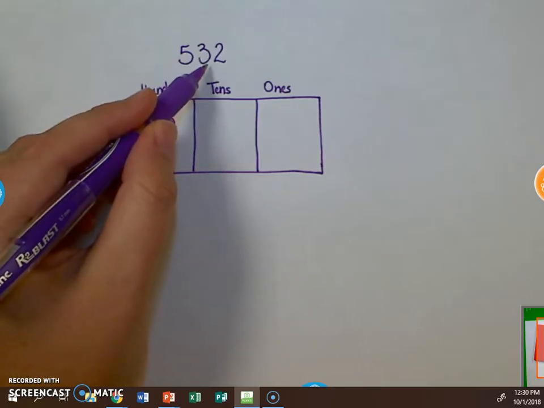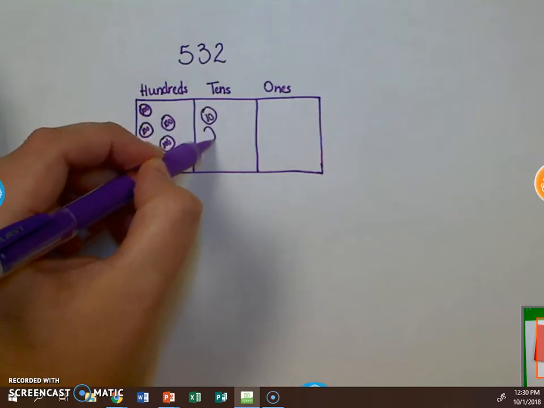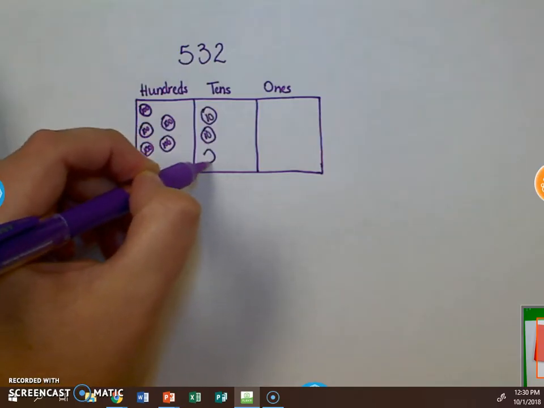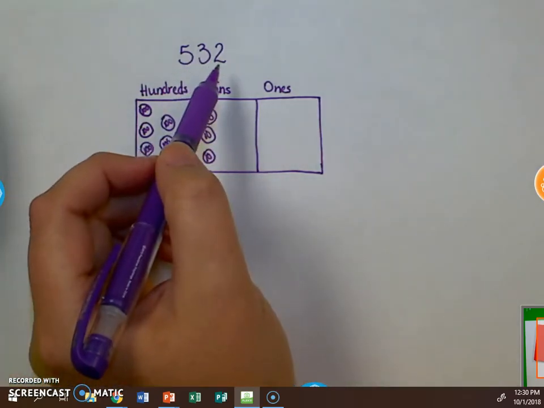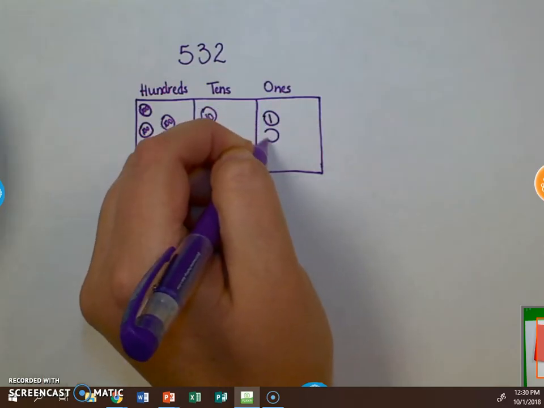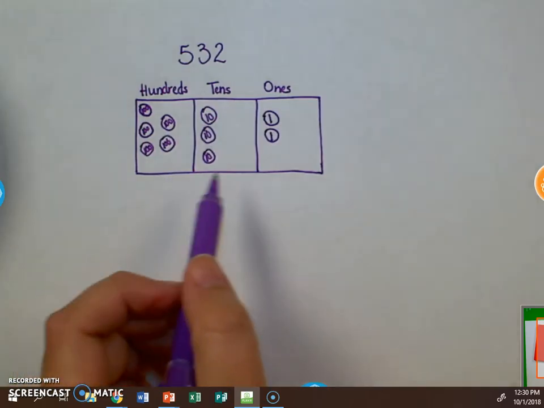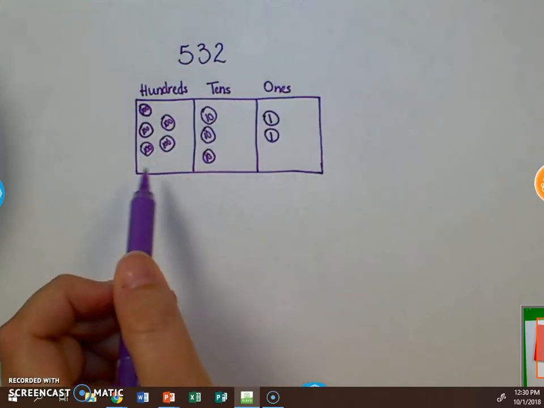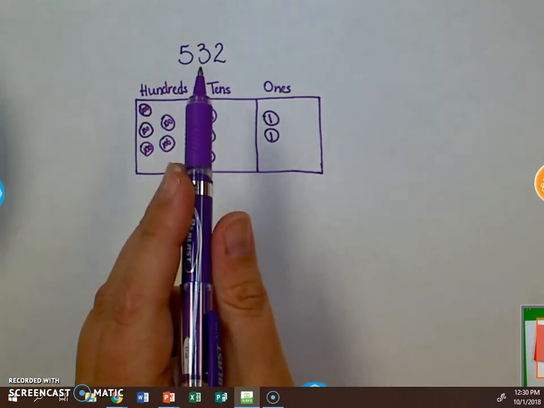Then we look at the tens place. There are 3 tens, so the students must draw 3 circles and write tens in them. Last but not least, 2 ones. The students must draw 2 circles and put ones in them. This is a picture representation of place value disks to explain the value of the number 532.